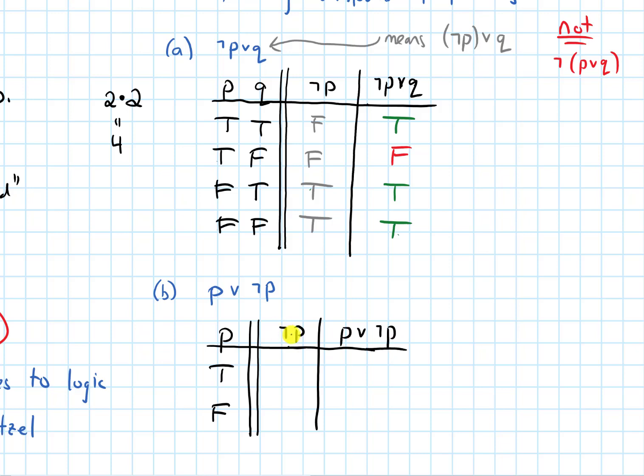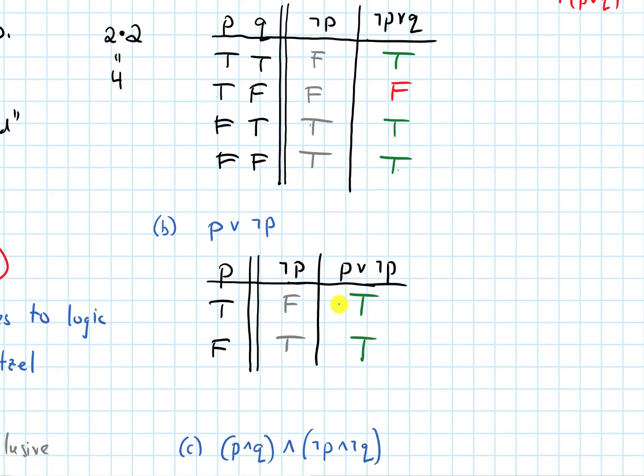Okay, so not P has the opposite values of P. It will be false and then true. And then when I combine those and do P or not P, I'll first have a true or false, which is true. And then I'll have a false or true, which is true. Because to make an or statement like this true, you just need at least one of these two parts to be true.